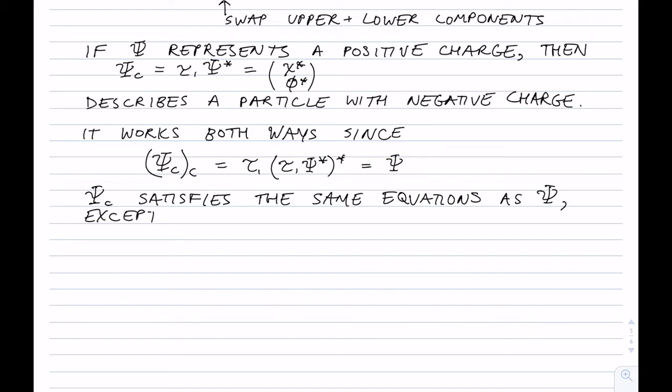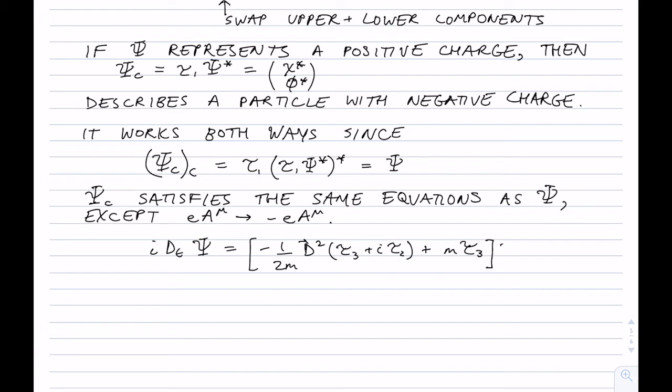except we need to take eA mu goes to minus eA mu. So in other words, we have to swap the charge. But we already knew that, and you can check that yourself. And perhaps we should check it ourselves. Let's check it. So we'll start: i dt psi is equal to minus 1 over 2m, D squared, tau 3 plus i tau 2, plus m tau 3, psi. Now I take the complex conjugate of that.